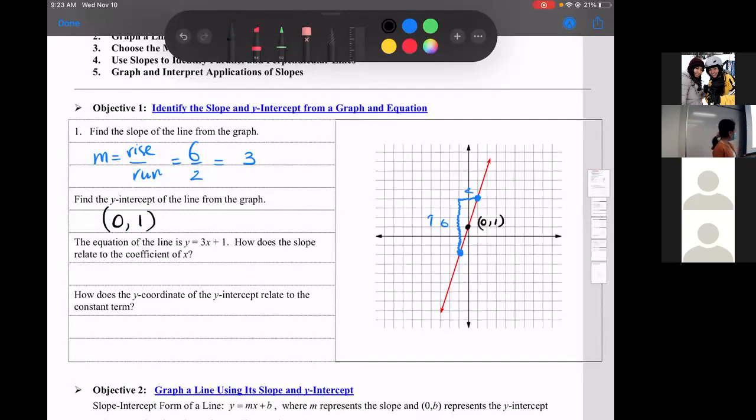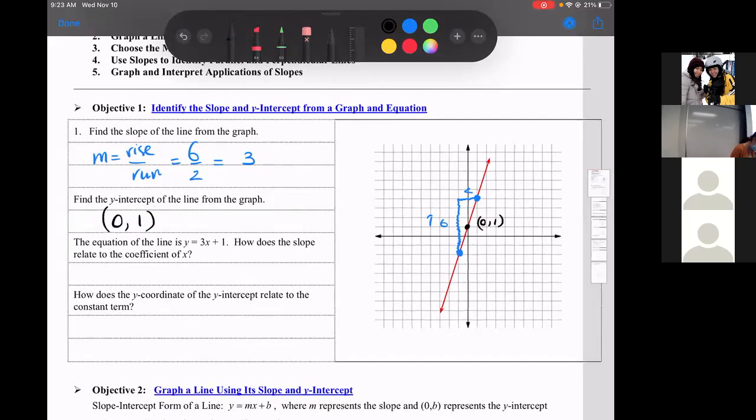Now, if I tell you the equation of the line is y equals 3x plus 2, how does the slope relate to the coefficient of x? What is the coefficient of x in that equation? It's 3. So yeah, it's the same thing. If you remember the equation y equals mx plus b, right? M is the slope, so this implies slope equals 3, which is the coefficient right there. Let me highlight in blue.